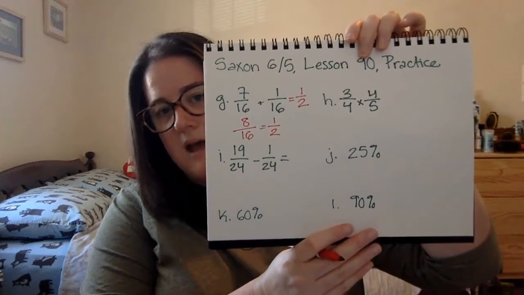All right. We're starting with G, 7/16 plus 1/16. 7/16 plus 1/16 is going to give me 8/16. All right, 8/16, my greatest common factor between 8 and 16 is actually going to be 8. So 8 divided by 8 equals 1, 16 divided by 8 equals 2, and I get 1/2.